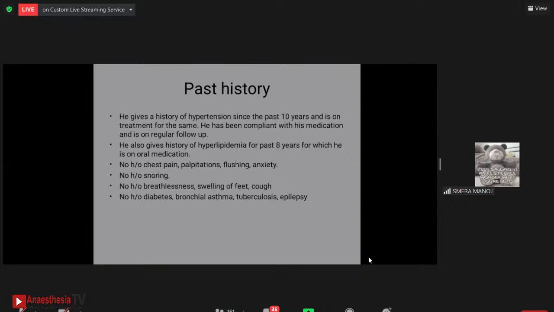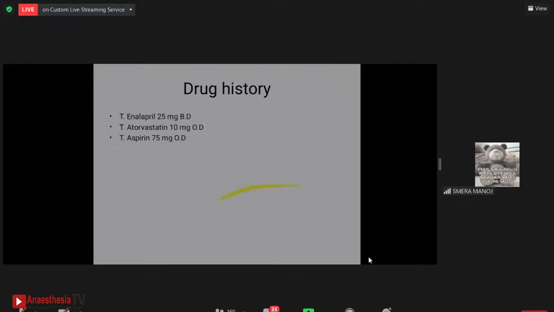He also gives a history of hyperlipidemia for the past 8 years, for which he is on oral medication. There is no history of chest pain, palpitations, flushing, or anxiety. No history of snoring. No history of breathlessness, swelling of feet, cough. No history of diabetes, bronchial asthma, tuberculosis, or epilepsy.